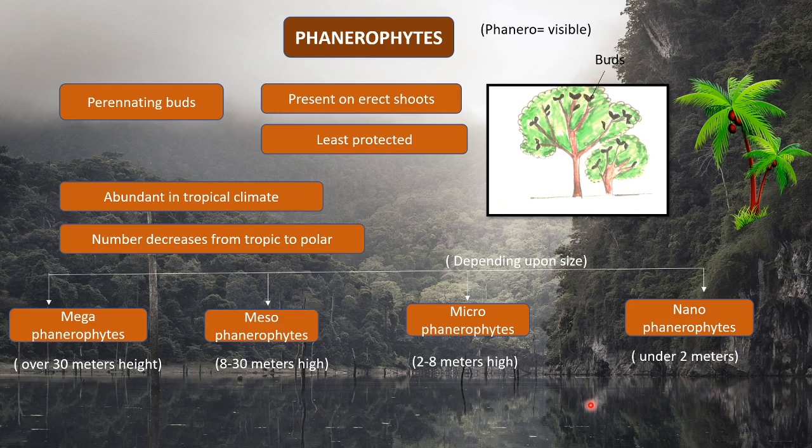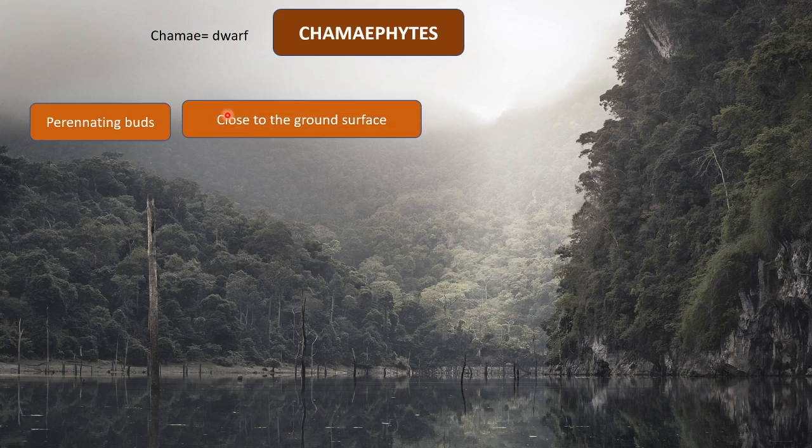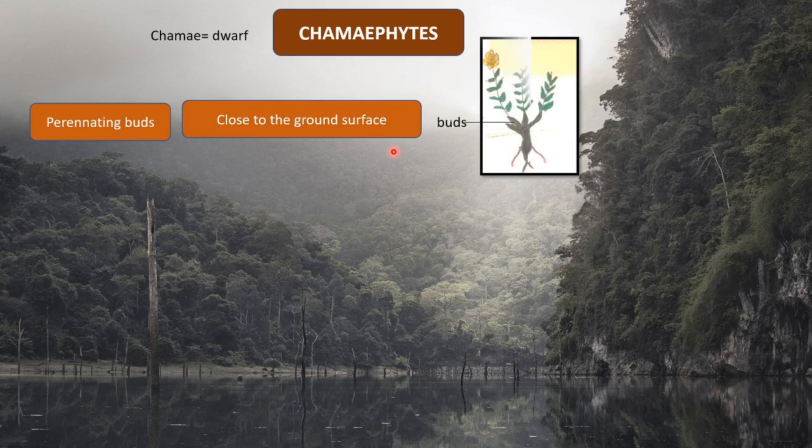So this is about phanerophytes. Now let us understand what are chamaephytes. Chamae means dwarf, so these are dwarf plants in comparison to the phanerophytes. Here the perennating buds are present close to the ground surface, right? We can understand this with this example, where the black structures that you see are the buds. This line that you see is the ground level, and the buds are close to the ground level but a little above it, right?